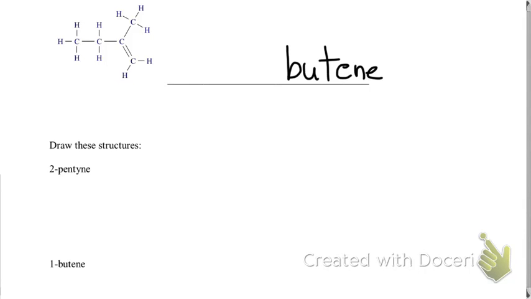And we could either number it 1, 2, 3, 4 or 1, 2, 3, 4. The double bond is more important than the branch. So you want the double bond to be the smallest number possible. So that means that our double bond starts on 1. So this is 1-butene.